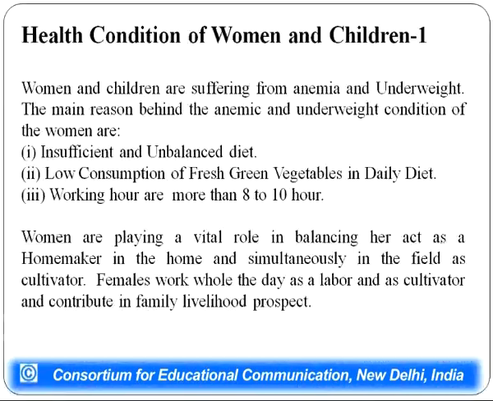The health condition of women and children is very, very crucial. Women and children are suffering from anemia and underweight. The main reasons behind the anemic and underweight condition of the women are insufficient and unbalanced diet, low consumption of fresh green vegetables in the daily diet, and working hours of more than 8 to 10 hours. These are some of the important components for the condition of women and children.